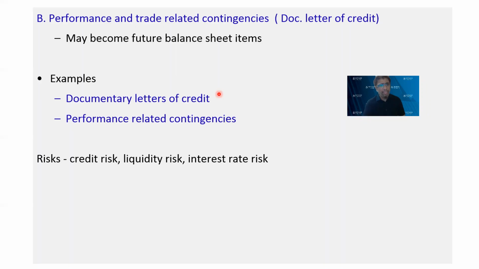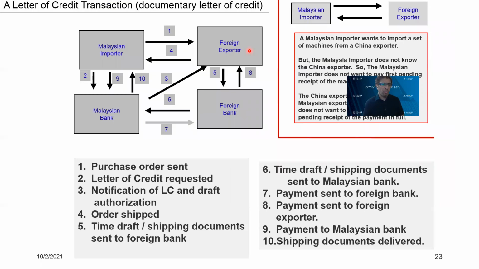We have something else called trade related. Trade related are those LCs, which are letters of credit, done through international banks. So for example, if you want to import from China, from Germany, from the US, from any country, you have to have some type of letter of credit.